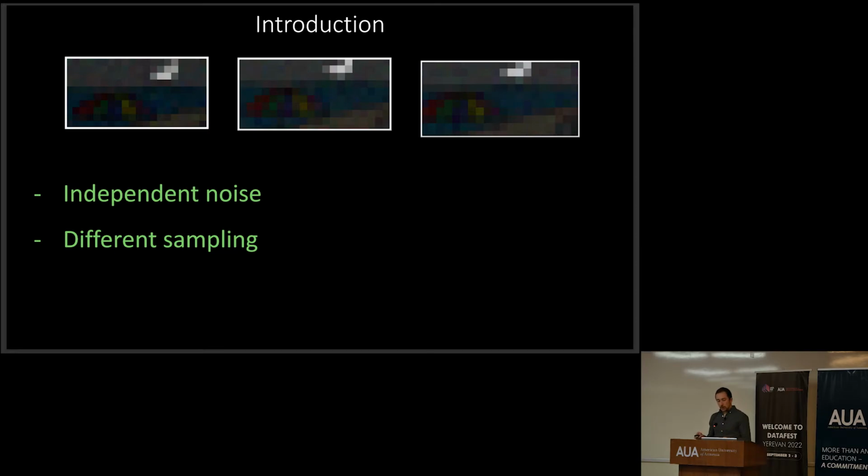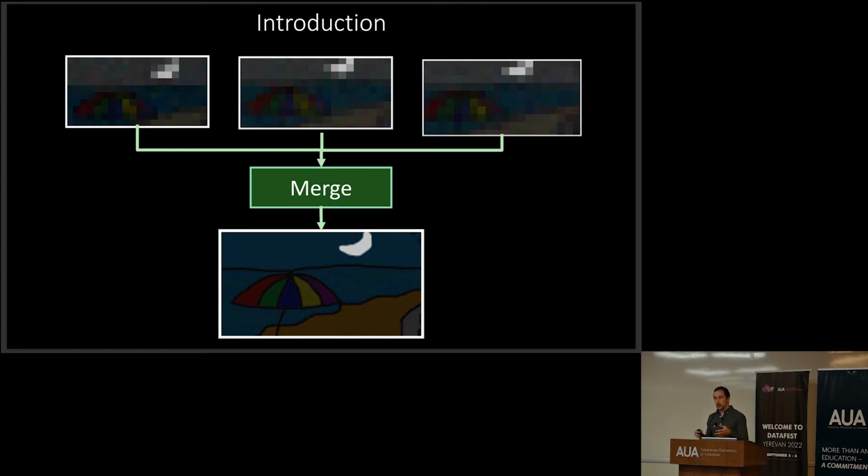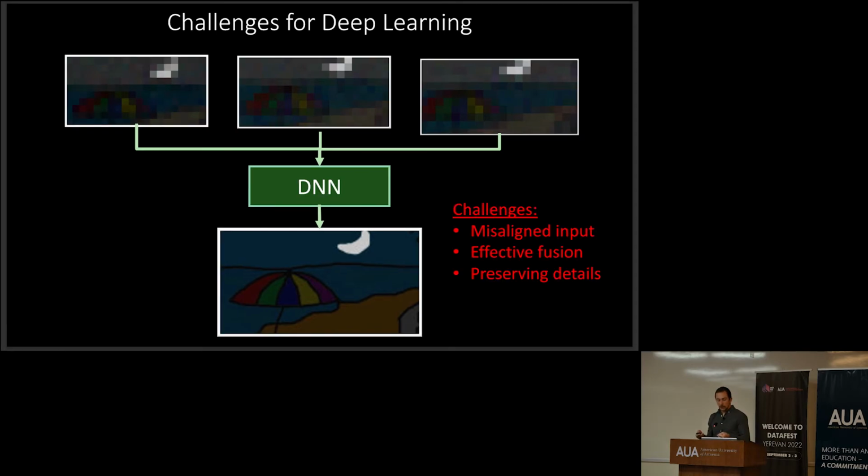So then the problem is to try to merge all these images, this burst of images, into one much better image. So again, we have these challenges if we just want to throw this into a deep neural network. As I said, we have this unknown motion, which we want to exploit, right? But still, I have these misaligned inputs, right? And just concatenating things won't give me really an effective fusion, preserve enough details of the individual images and so on.